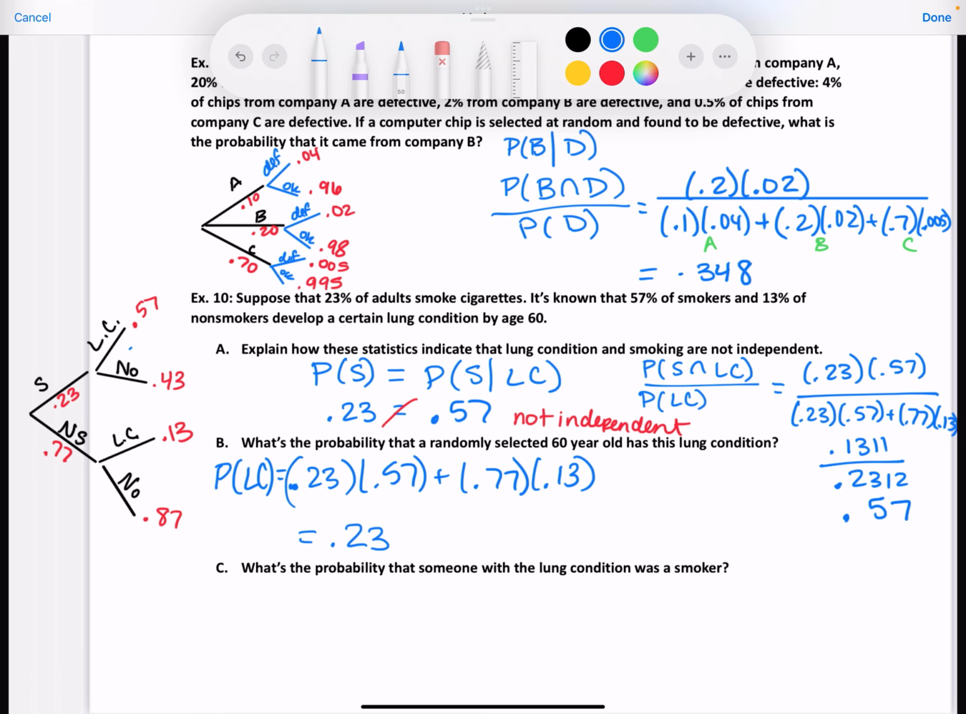What is the probability that someone with the lung condition was a smoker? Okay, so this one's actually written backwards. This is the probability of a smoker given that they had a lung condition. It's just written backwards the way that they wrote it. So sometimes these are ones you have to read a couple times to make sure you understand it.